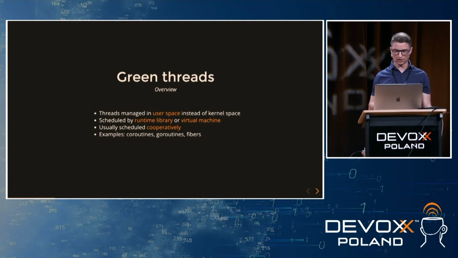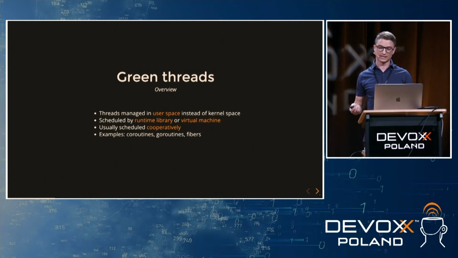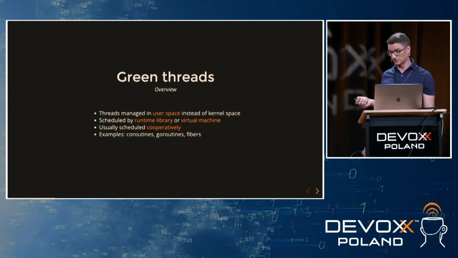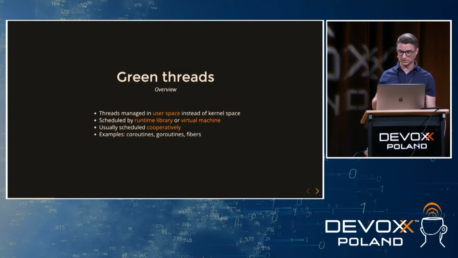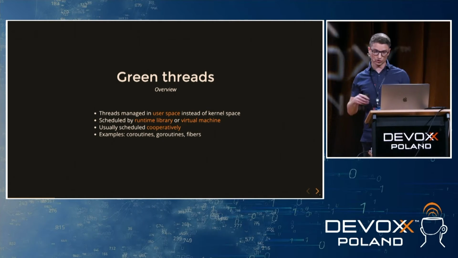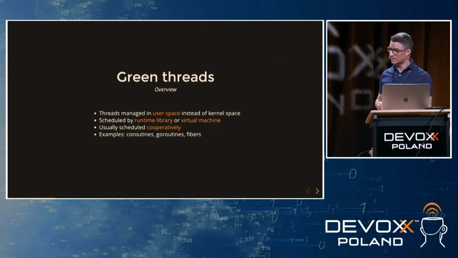In general, they are threads that are managed in the user space instead of the kernel space. In case of the JVM platform, this means that green threads will be completely detached from kernel threads. They will be scheduled by a runtime library or by the virtual machine of the language we are using. Usually, but not always, they will be scheduled cooperatively, but we do have implementations of preemptive green threads, and the green threads that will be a part of the JDK itself in the future will be preemptive.